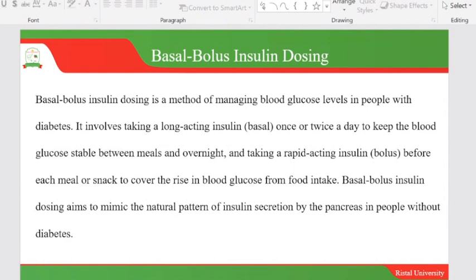hyperglycemia. So basal bolus insulin dosing aims to mimic the natural pattern of insulin secretion by the pancreas in people without diabetes. So this kind of dosing is used to make sure that the amount of insulin in the body is kept constant, kept stable throughout, like for someone who is not having diabetes, even if the person is diabetic.